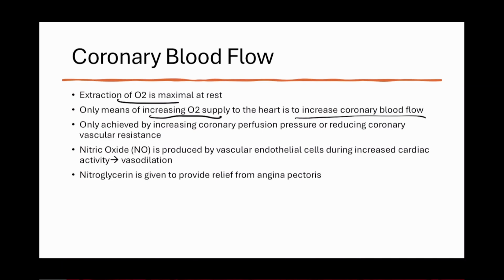We can't extract more oxygen as the cells come through. We need to get bigger vessels, so we vasodilate to allow more blood to come through. More blood, more oxygen. So we have to increase coronary perfusion pressure or reduce coronary vascular resistance. So if you're lowering the resistance, is blood flow easier or harder? If you're easing up on the resistance, blood flow is easier. You're reducing the resistance, so blood flow is easier.